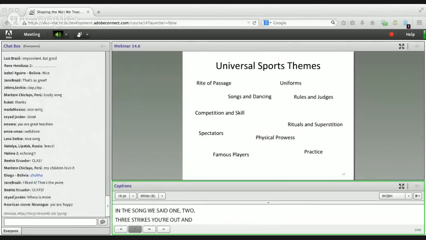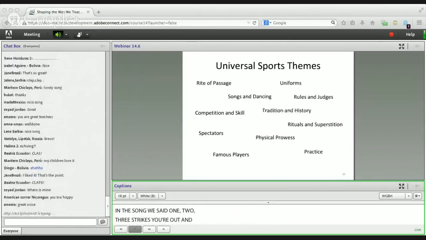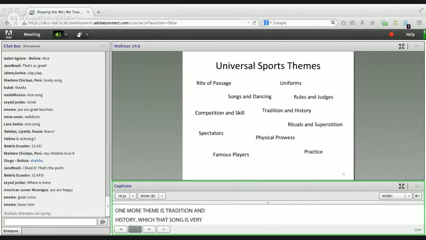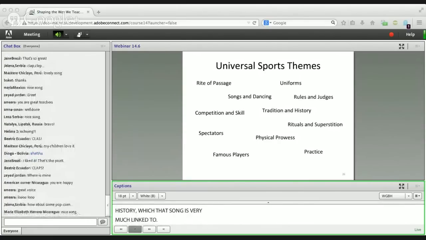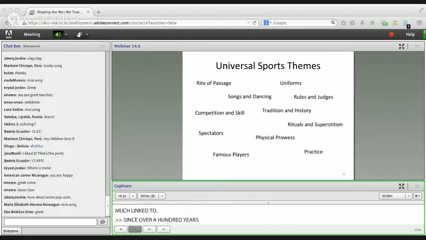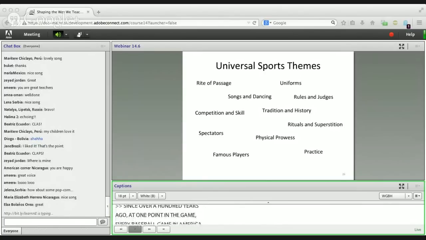Here's one more universal sports theme, which is tradition and history, which that song is very much linked to. That's right. For over 100 years, in every baseball game in America, in the middle of the seventh inning, we stand up and we sing that song. Everywhere. Every game. We always do it. I've never been to a ball game where we didn't do it.